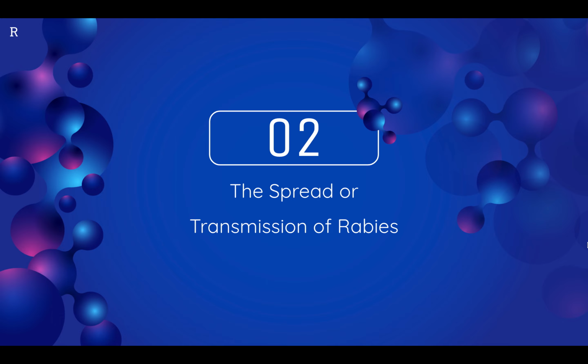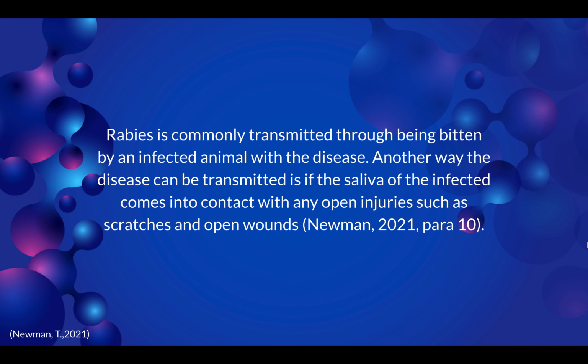Next thing we will discuss is the transmission of rabies. Rabies can be transferred in many different ways, but the most common way is through a bite from an animal containing this virus. You can also get this virus from an infected animal's saliva, as the saliva can enter any wounds or cuts that have been made on your body.